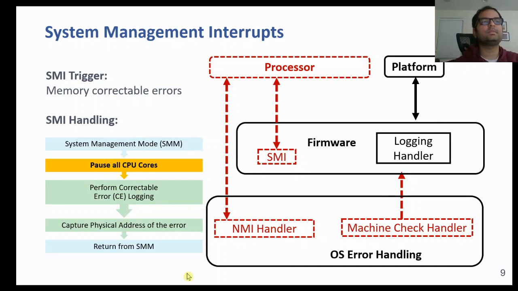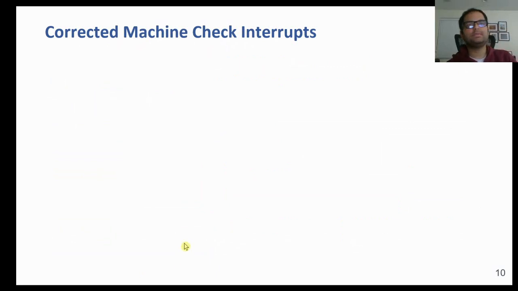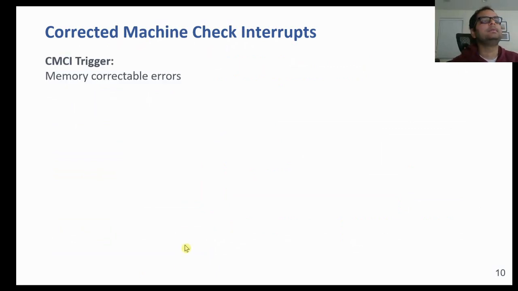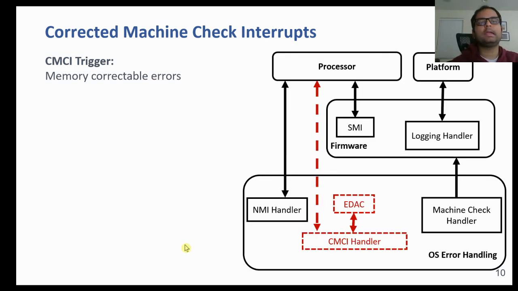In contrast to system management interrupts, let's look at the corrected machine check interrupts, which we mentioned before, with a bit more detail in the slide. The CMCI trigger is also from memory correctable errors, and the flow for the CMCI architecture is seen in the diagram on the right hand side. As we can see from the CMCI flow, we do not go into any system management mode or execute any part of the firmware. The control is directly limited between the processor and the operating system.